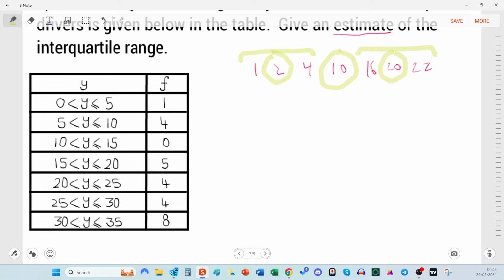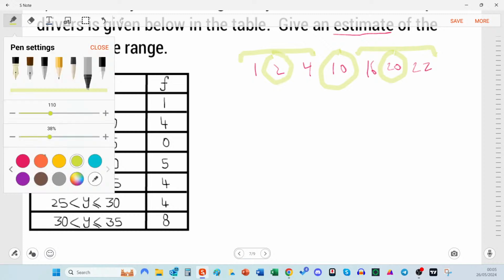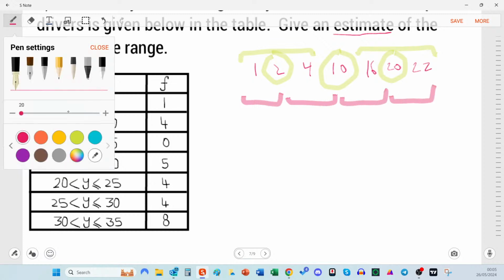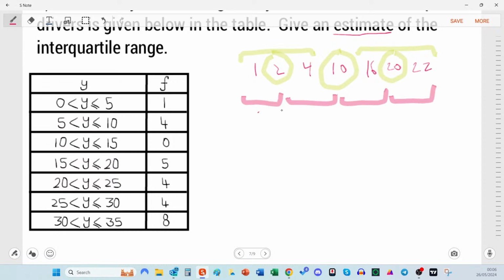So that's a middle number on either side. What we've essentially done is split the data into 4 sections. Okay, and these 4 sections are called quartiles. Quart comes from 4.